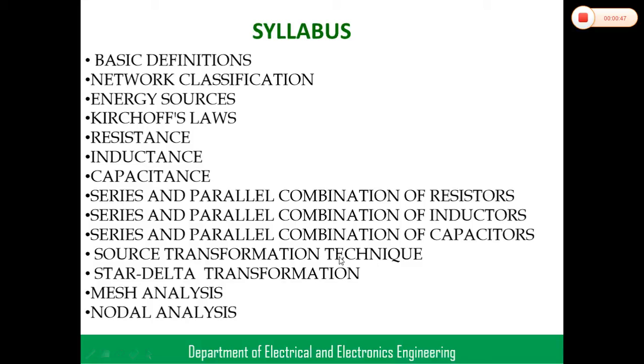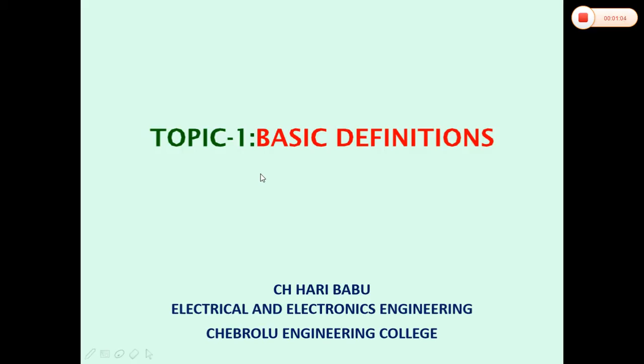Source transformation technique and star delta transformations are very important. And mesh analysis and node analysis. The total network analysis depends on two methods, that is mesh analysis and node analysis, right? So coming to topic 1, that is the basic definitions. In this video, I am going to discuss basic definitions only.